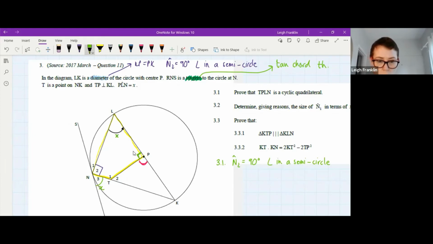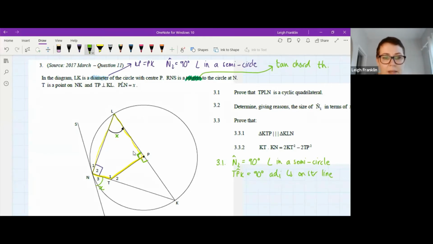We also know that TPK is equal to 90 because of adjacent angles on a straight line. Remember, they told us that TP was perpendicular to LK. So that means that this angle in pink over here also has to be 90. Let's get rid of the pink and put a 90-degree corner there as well.